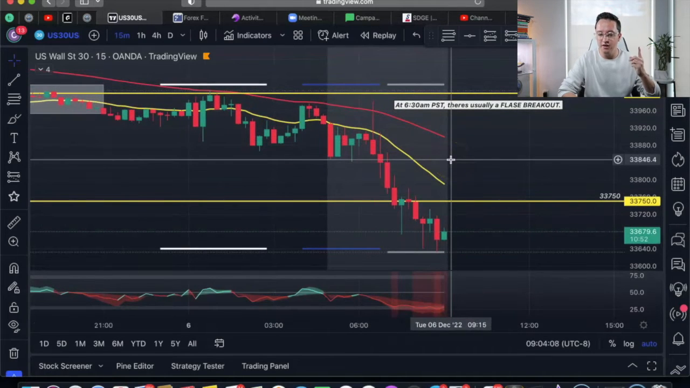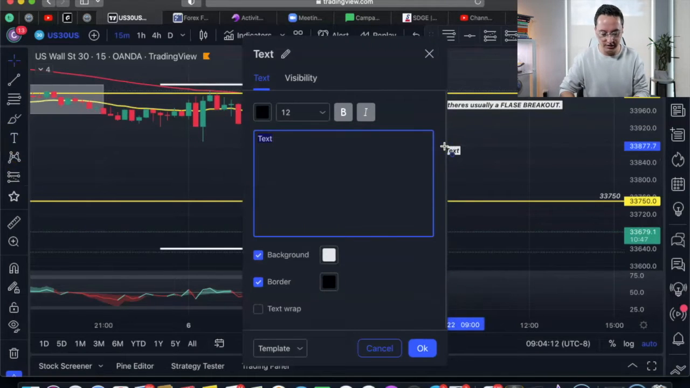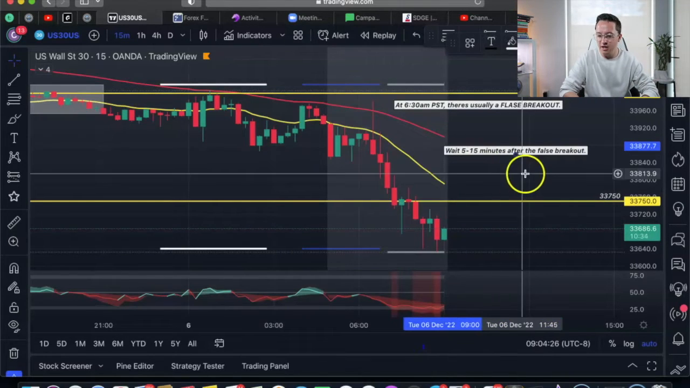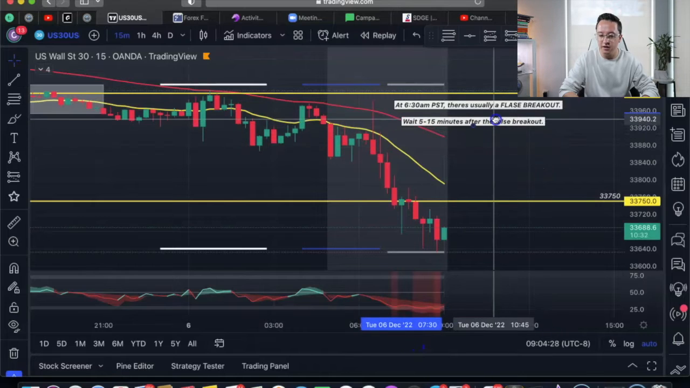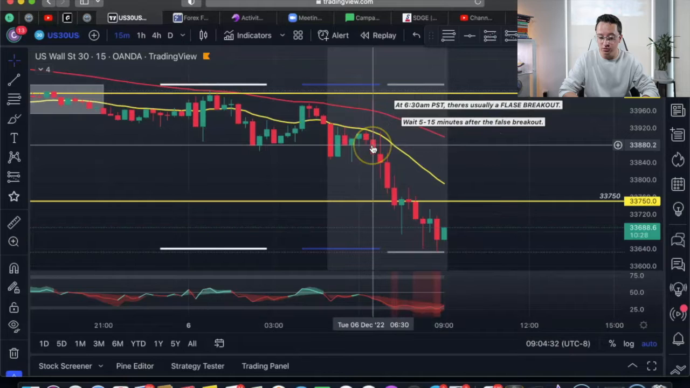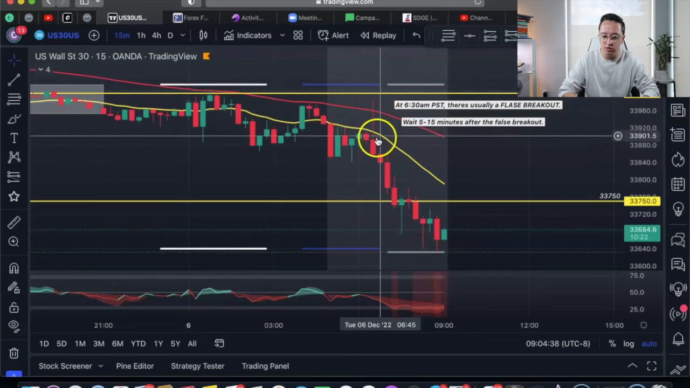So I'm going to give you one thing that you guys can do, and that one thing is wait 5 to, let's say, 15 minutes after the false breakout. Simply wait. If you are not confident, you can simply wait for the next candle or this candle to close, go down to the 5-minute chart, see what the 5-minute chart is doing, and just wait for that false breakout to close.